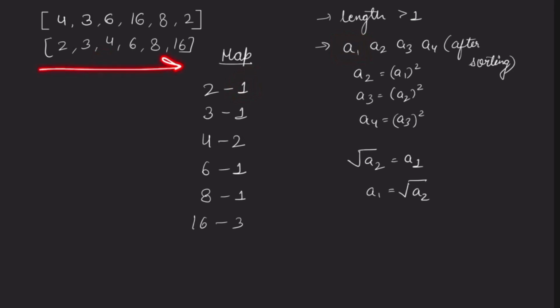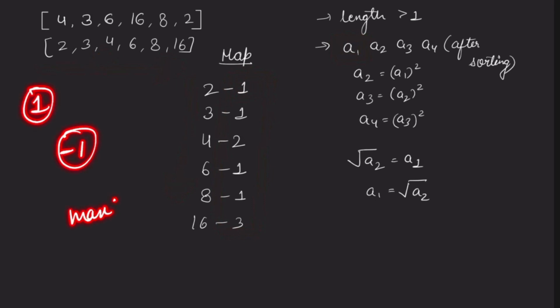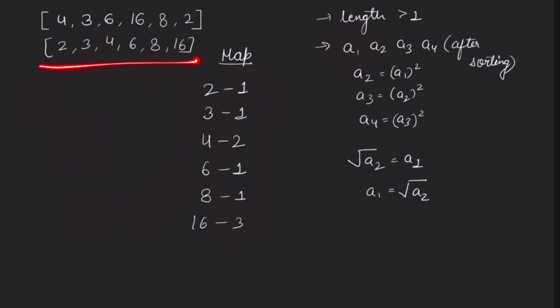We need to repeat the same process for all the elements. At the end, we can iterate in the map. We can find out the maximum length. We can check that if the maximum length is 1, then the answer will be -1. Otherwise, whatever is the maximum length that we are getting, that will be our answer, right? So we will be looping in this array, and then we will be finding out elements from this map.